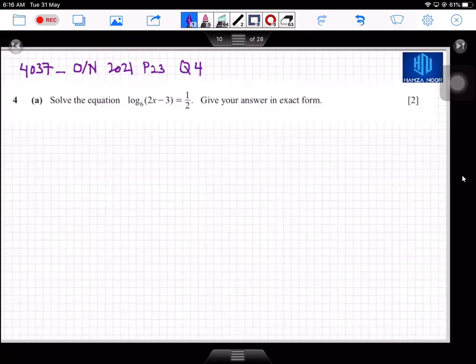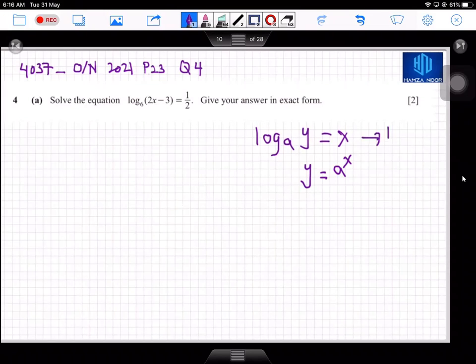So what we need to do is make 2x minus 3 the subject of the equation first in order to remove this log, and this 6, the base of the logarithmic form, will become the base of the index form. As you know, when log with the base a of y is equal to x, so if you need to remove the log and convert it into an index form, y is made the subject of the equation and the base of the logarithmic form becomes the base of the index form. So when log with the base a of y is equal to x, y is equal to a raised to the power x.